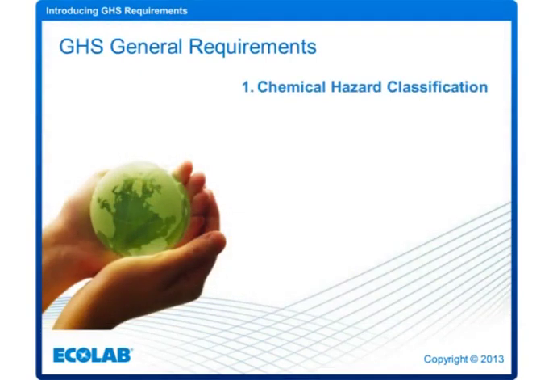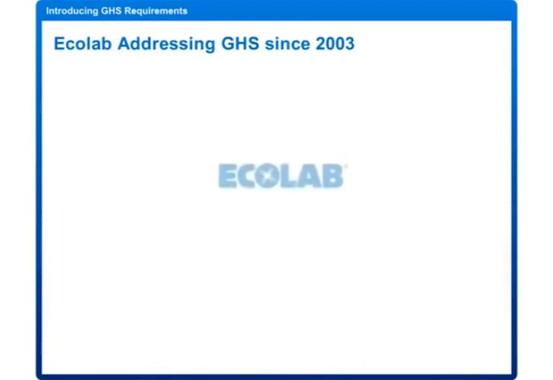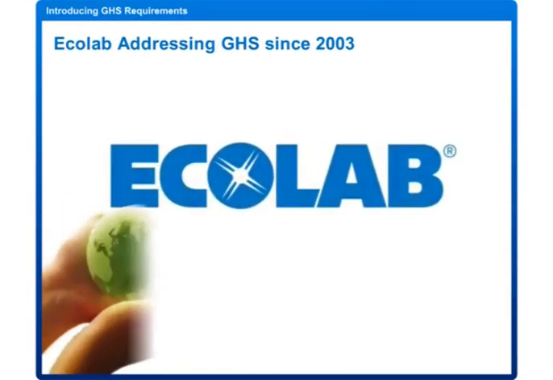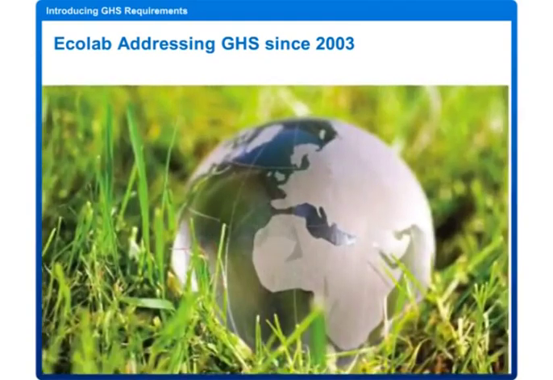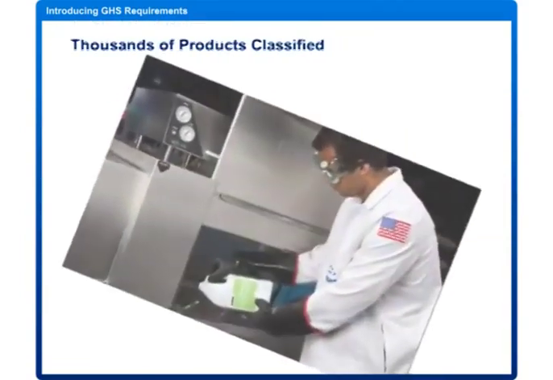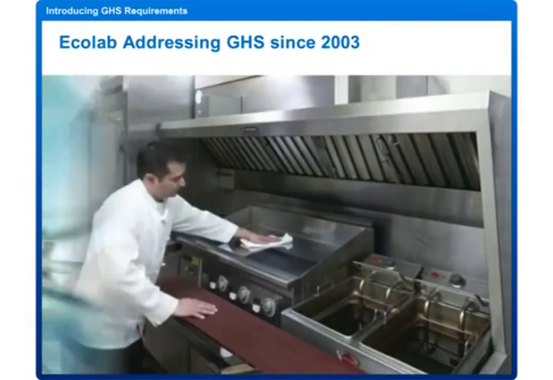GHS will resolve the variations in hazard classification of chemicals, labeling, and SDSs, and focuses on requirements in these three areas. We will discuss each of these in detail throughout the course. Here at Ecolab, we have been addressing GHS internationally since 2003. To date, we have classified thousands of products in accordance. We are updating product labels and safety data sheets and have begun training employees.